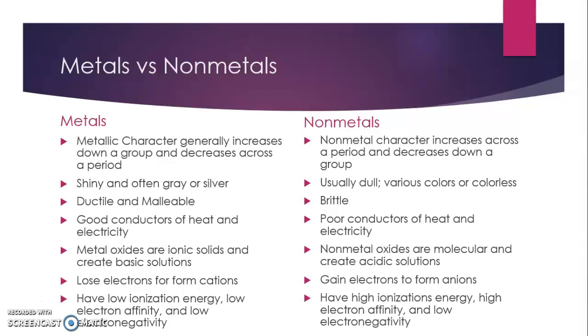Nonmetals are pretty much the opposite. Nonmetal character increases as you go across. So francium is going to have the most metal character, but fluorine is going to have the most nonmetal character. So you put the two of them together and you would wind up with a very violent reaction because francium wants to lose that electron and fluorine wants to gain it very, very desperately and very, very easily. You can read the rest of that stuff, pretty much the opposite of the properties of metals.